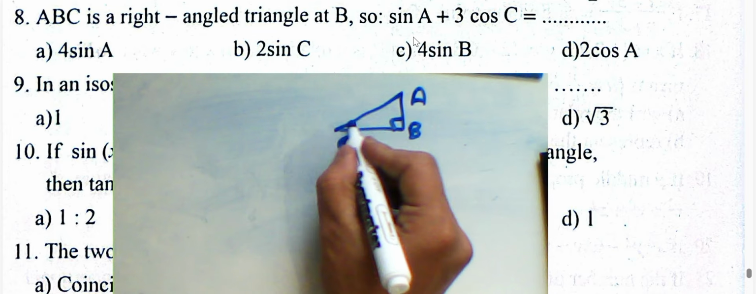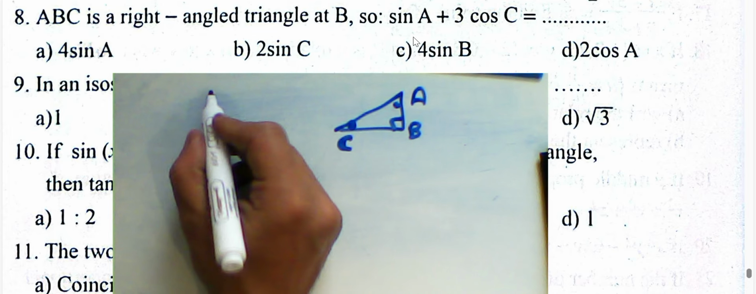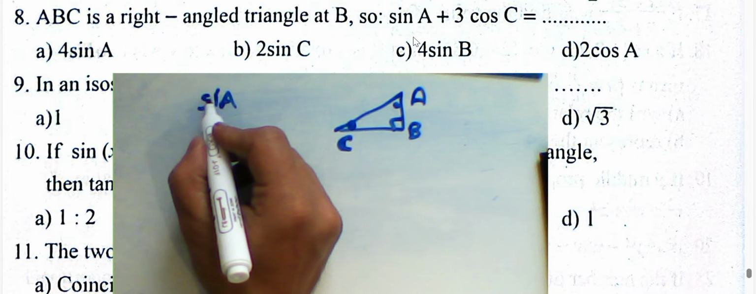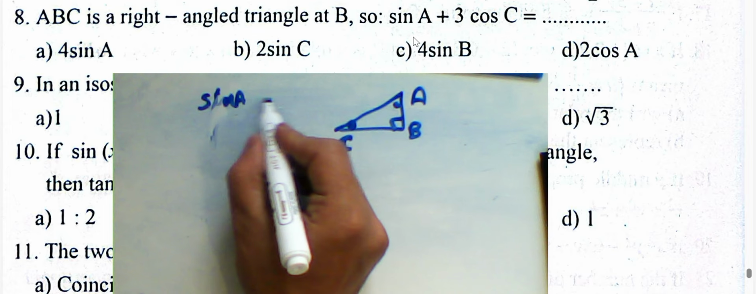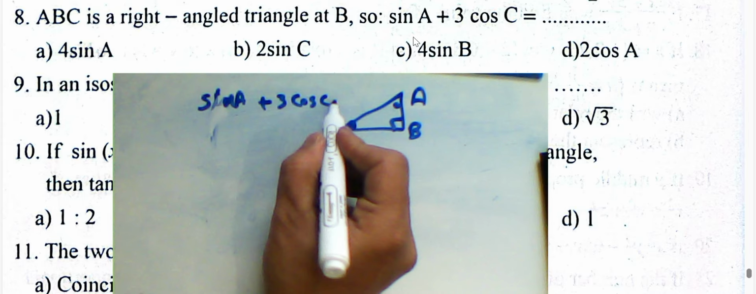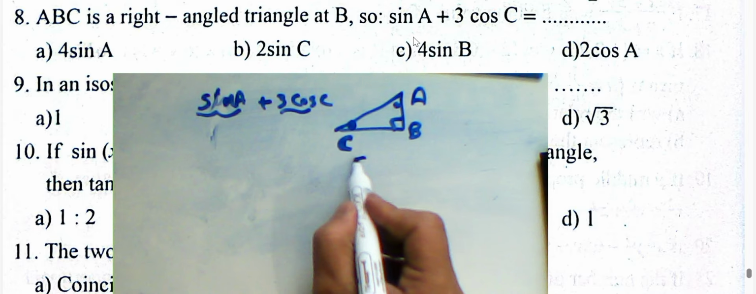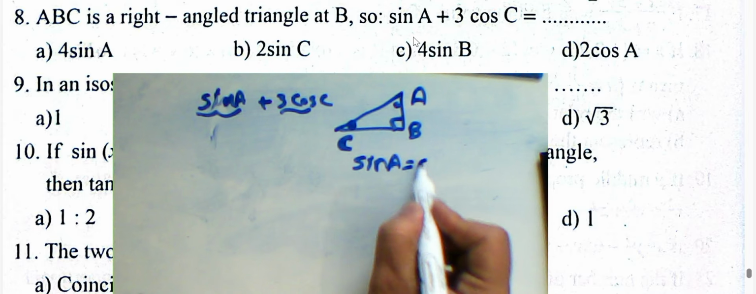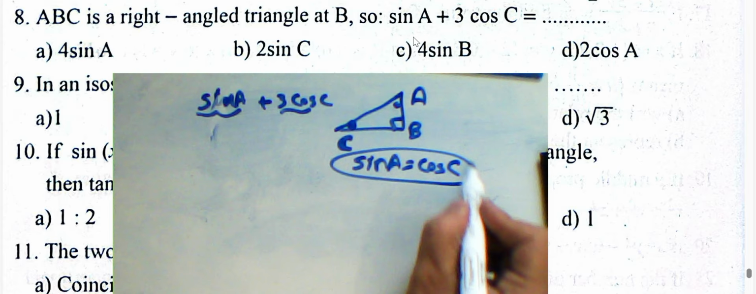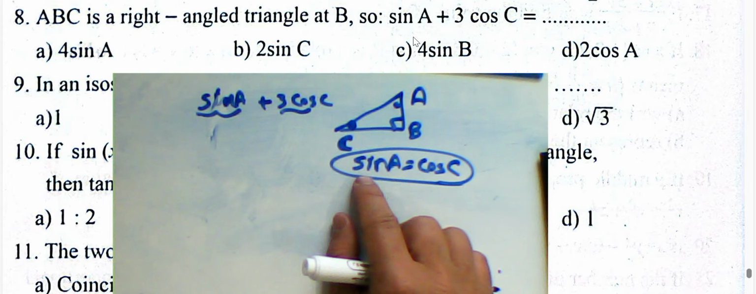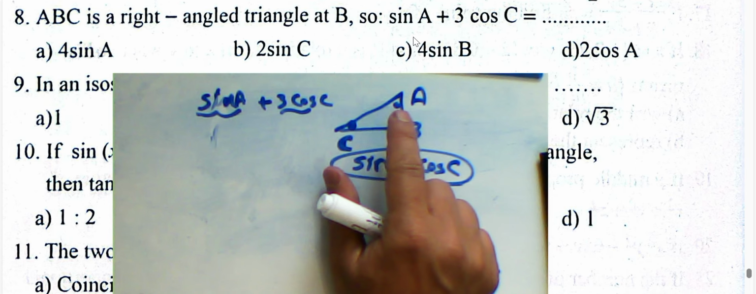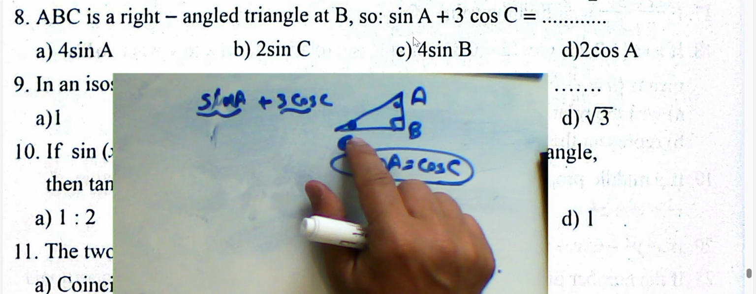Sine A equals cosine C, then we can collect together sine A plus 3 cosine C. Look here, they are equivalent: sine A equals cosine C. Why? Because it is a right angle triangle. Sine A is equivalent to cosine C because the measure of angle A plus the measure of angle C equals 90 degrees. We call them complementary angles.